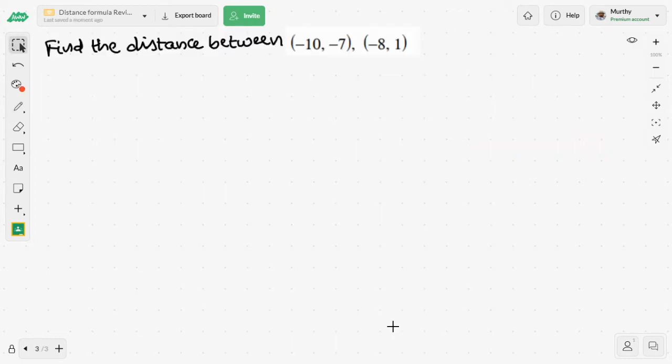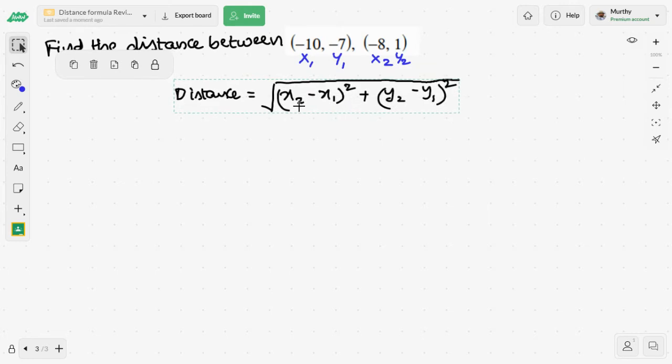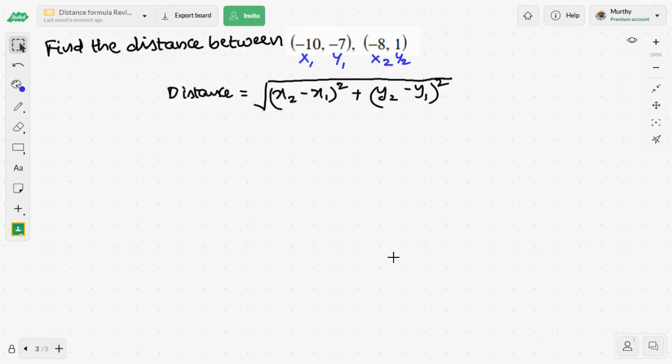The next question is, find the distance between negative 10, negative 7, and negative 8, comma 1. As I mentioned before, you label the points. This is x1, y1, x2, y2. Now, it's a very good practice to write the formula every time. Now just plug in these values. I'm sure that x2 value goes here, and next x1 value, it goes here, and so on.